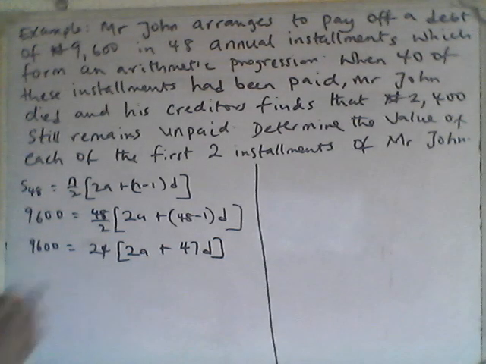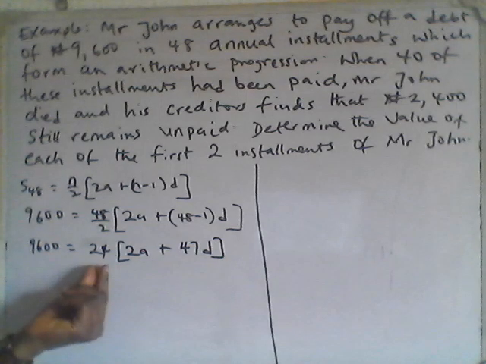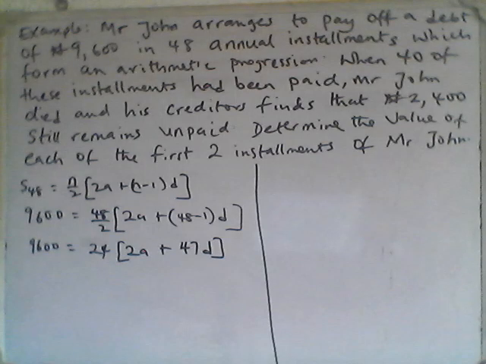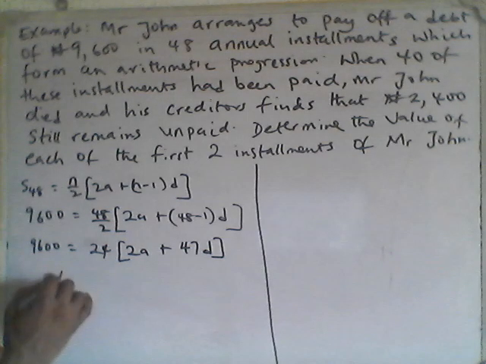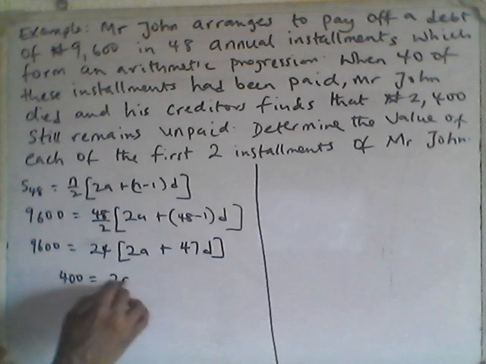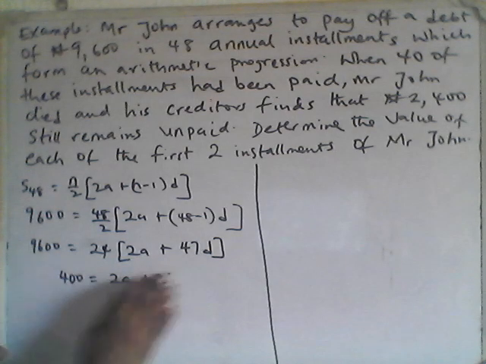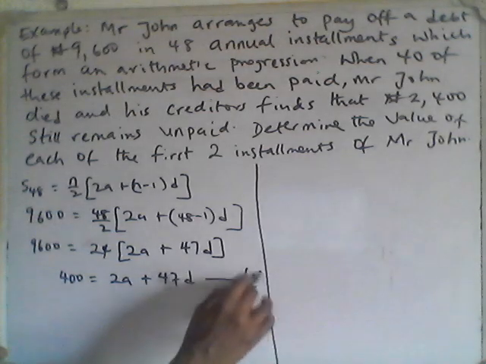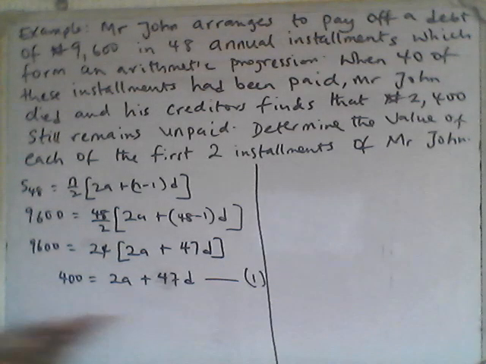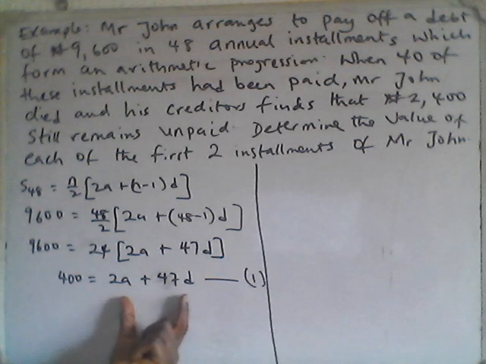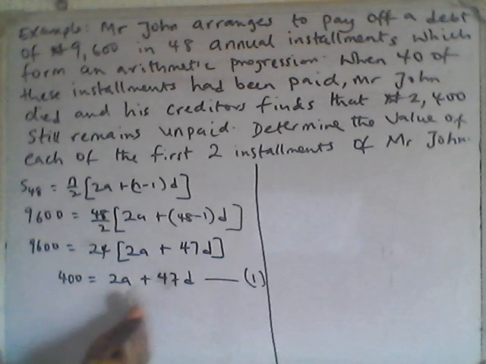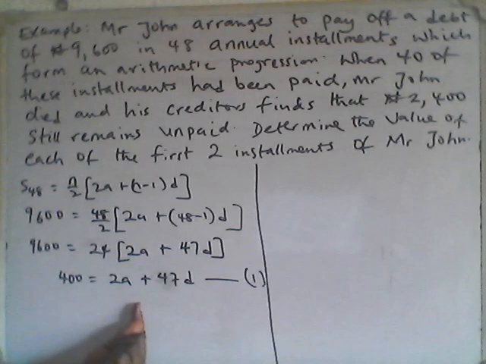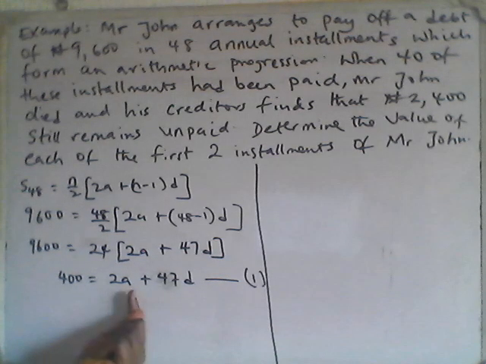So I divide both sides by 24 so that I can remove this one from here. I'll be getting 400 on this side. 400 is equal to 2a plus 47d. So I'll call this equation 1. I'll leave it like this because I can't simplify further. But I know that I need to get these two. What we're going to find is the first installment, a, and the second installment is a plus d. So I have to find these two.